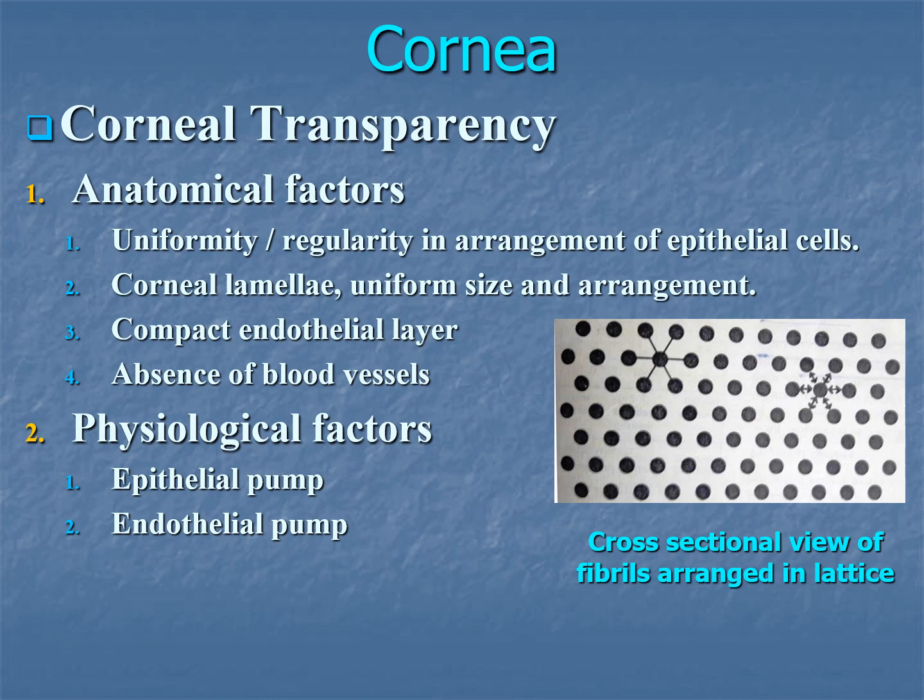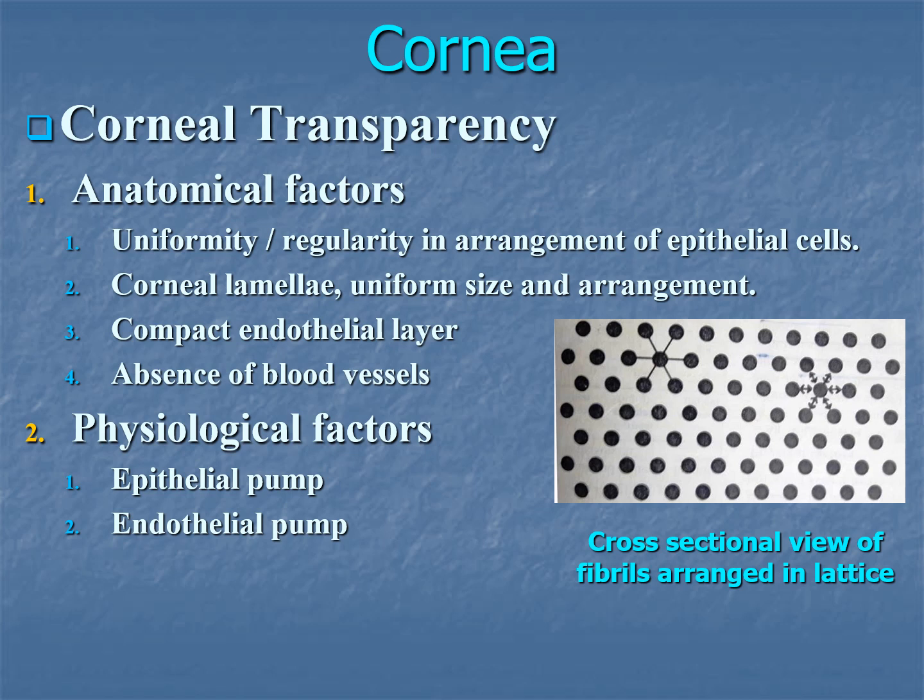And here in this picture, you can appreciate this is a cross-sectional view of fibrils arranged in lattice. Here you can appreciate that each lamella or fibril running limbus to limbus is equally spaced, and this space is less than a wavelength, so diffraction of the light does not occur. If due to edema this spacing is disturbed, then due to internal reflection of the light, cornea appears opaque.